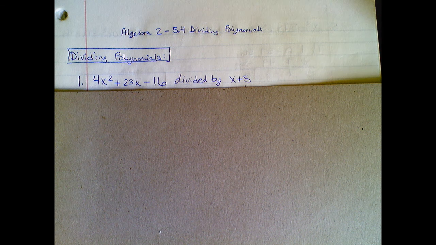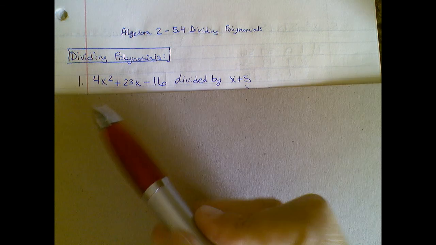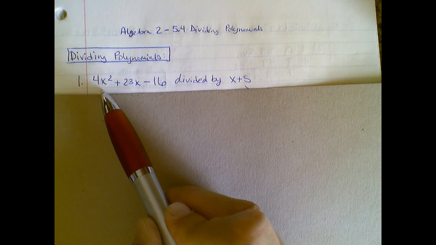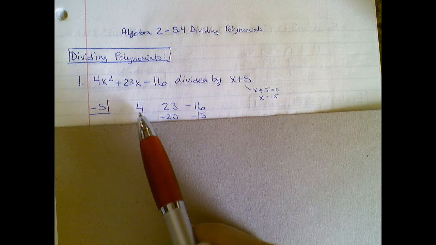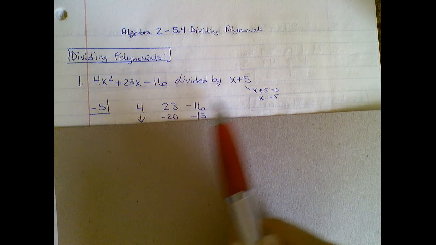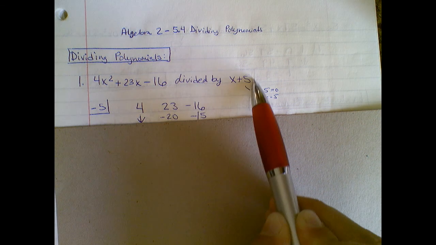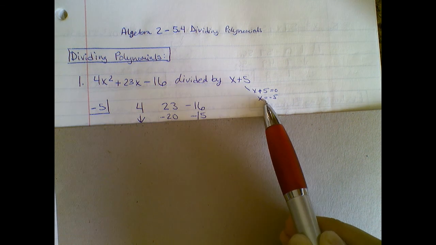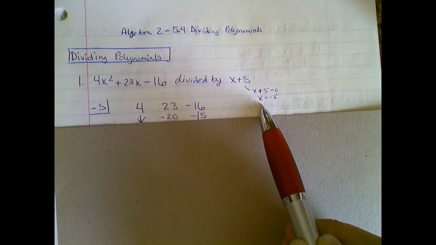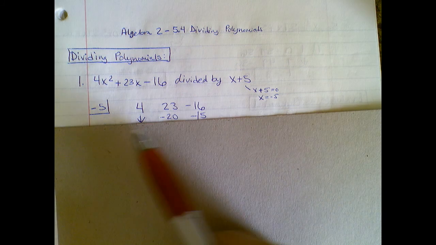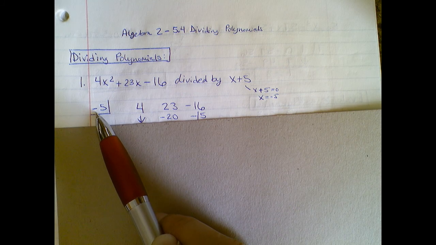5. So what we're going to do is take all these coefficients and write them down. So 4, 23, and negative 16. And then whatever we're dividing by, we're going to set that equal to 0 and solve for it. So x plus 5 equals 0. Solve for the x, and we get x equals negative 5. And this negative 5, we're going to put it up here in a box.